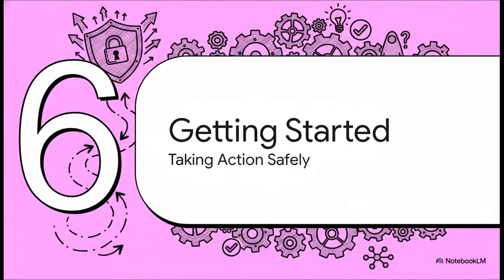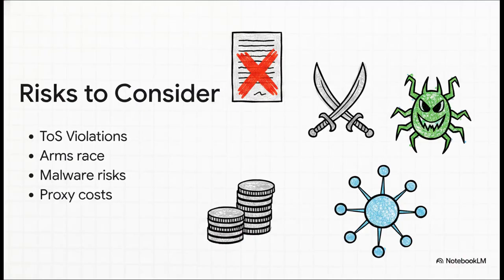Finally, we arrive at Section 6, Getting Started and Risks. How to take action safely. We have to impartially look at the realities here, because there are absolutely risks involved. While anti-detect browsers are perfectly legal software tools, how you choose to use them really matters. Using them to actively bypass multi-account restrictions will almost certainly violate a platform's terms of service, and if you get caught doing that, you definitely risk account suspension.